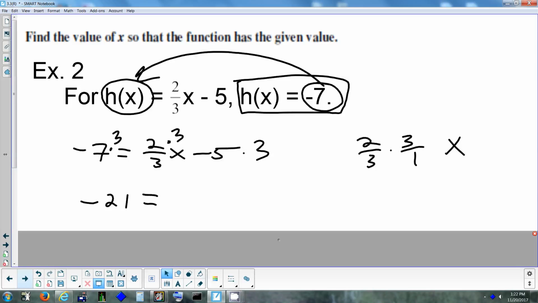We're going to multiply everything by 3. -7 times 3 is -21. What about 2/3 times 3? What's 2 times 3? 6. What's 3 times 1? 3. Well, why didn't you just do 6 divided by 3? 2. You could have just canceled it out, so 2.